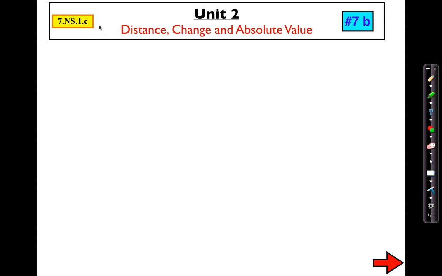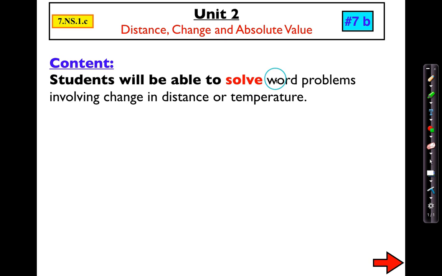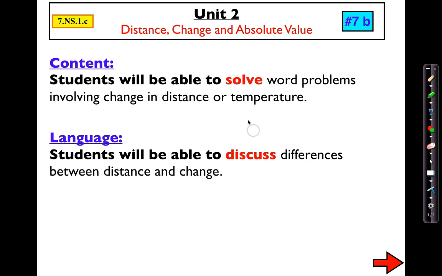Welcome back. Today we're going to be talking about distance, change, and absolute value. Content objective is students will be able to solve word problems involving change in distance or temperature. A language objective is students will be able to discuss the differences between distance and change.